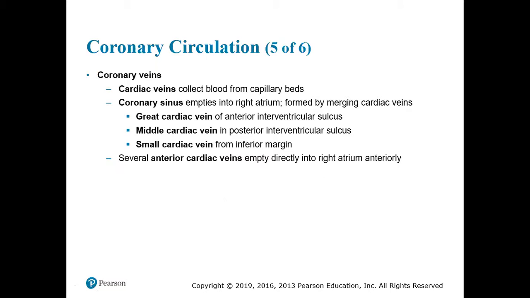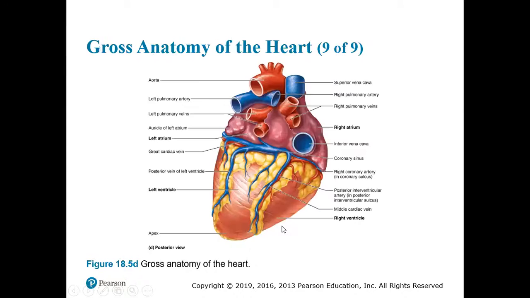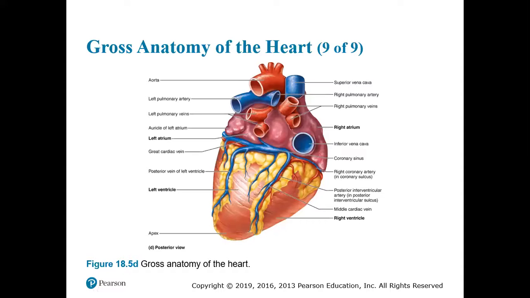Coronary veins. We have cardiac veins, and we have to, because we're going to collect blood from capillary beds. So we have the coronary sinus, and it empties into the right atrium. This is what we're talking about. Again, looking back, superior vena cava. These are the anterior cardiac veins. This is the great cardiac vein, coronary sinus. This is the small, and right here is your middle cardiac vein. Here again, we're looking a little bit inside. This would be more gross anatomy.